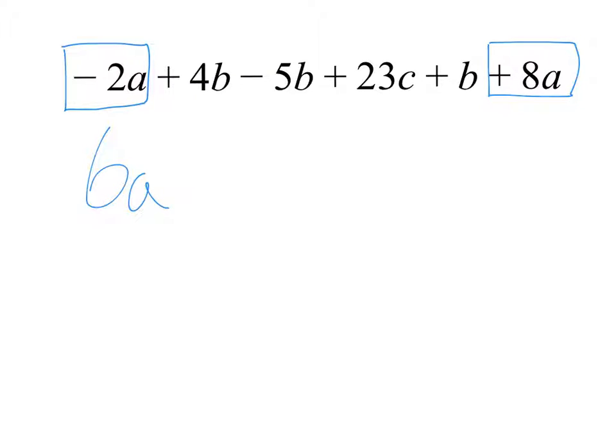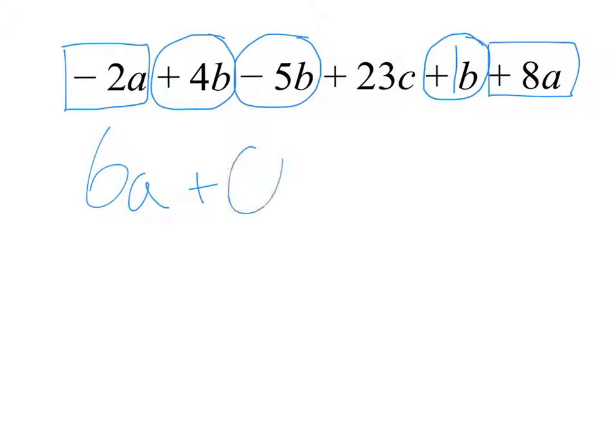And now we'll do b. So I'll do a circle. So we have plus 4b. Well, right next to it's negative 5b, so we'll circle that. And we'll keep going, plus 23c, and then plus b. So that's all the b's. So 4 minus 5 is negative 1, and then negative 1 here, plus 1, because remember, that's the coefficient we have in front of b. Negative 1 plus 1 is 0. So for right now, we'll write 0b.